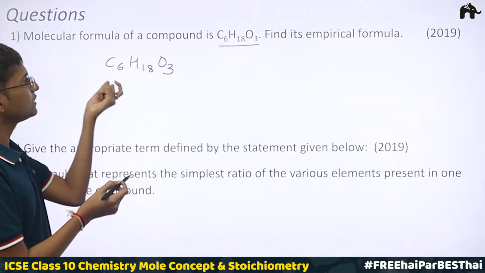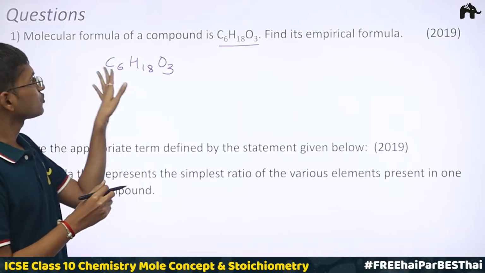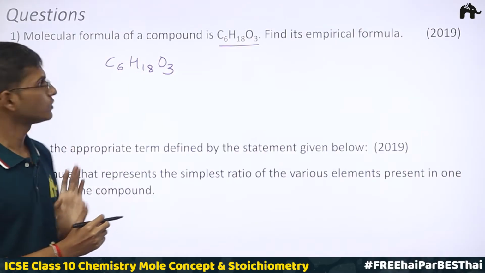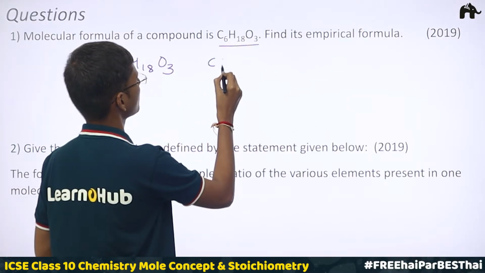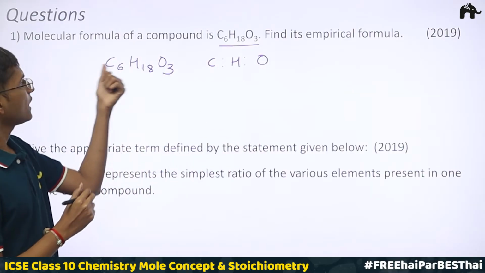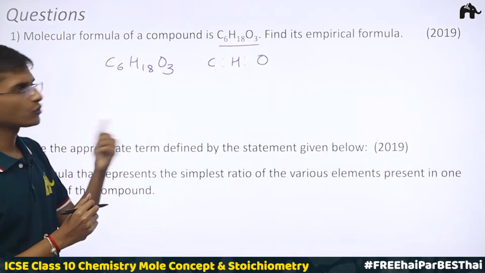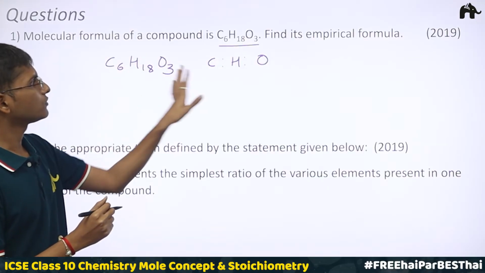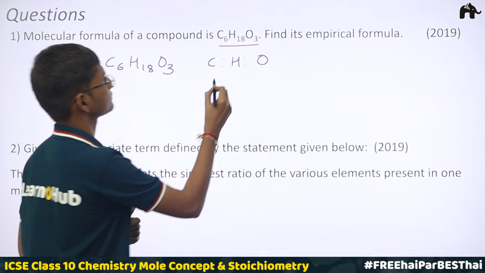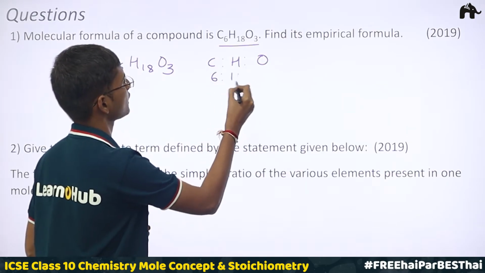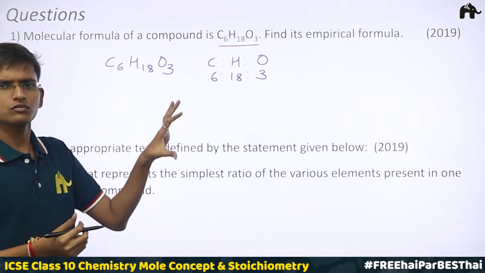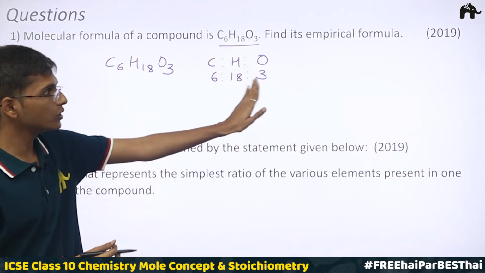First we are going to write the ratio of atoms of the different elements present in one molecule of the compound. Carbon is to hydrogen is to oxygen, 6 is to 18 is to 3. Carbon 6, hydrogen 18, oxygen 3. Now we just convert it to the simplest whole number ratio. This is a whole number ratio now.